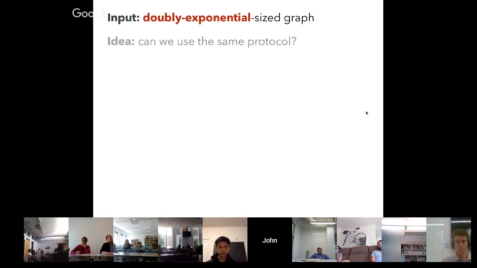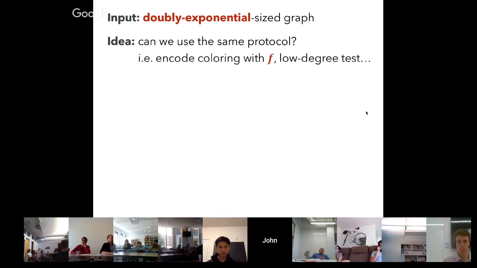And I'm going to just be lazy and ask, can we use the same protocol as from a couple of slides ago, this MIP equals NX protocol? This is a protocol where the provers have a coloring that they want to tell you, but instead they encode it into a function f, and then the verifier spends most of their time doing the low degree test. Again, the verifier wants to know if this graph G is three colorable.